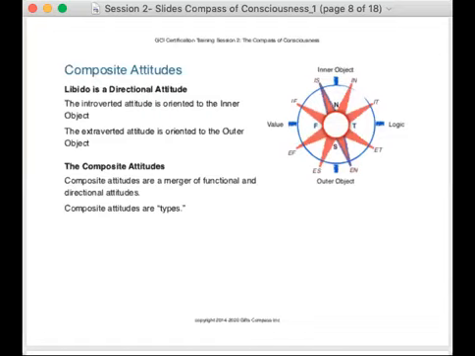The directional attitudes are capable of merging with the functional attitudes. For example, the thinking attitude is a readiness to apply logic. An introverted attitude is a readiness to apply psychic energy toward the inner object. Introverted thinking is a composite attitude that merges the introverted directional attitude with the functional thinking attitude. The composite attitudes are types.